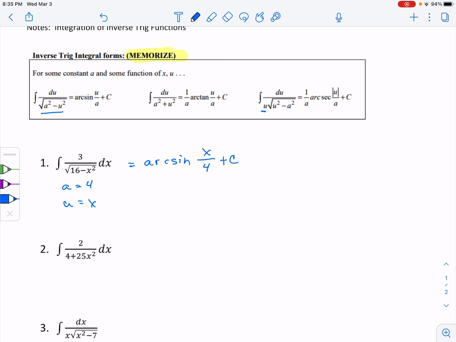Oh, there's a 3 up here. You can wrap that to the front, which means it's right here. Let's change that so you can read it. Okay? All right, the next one.